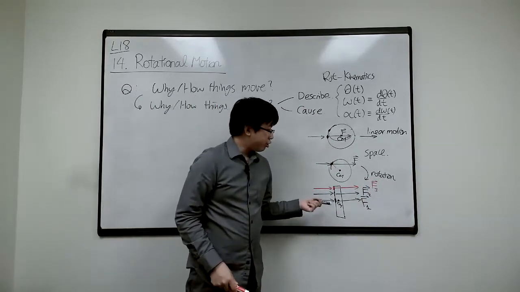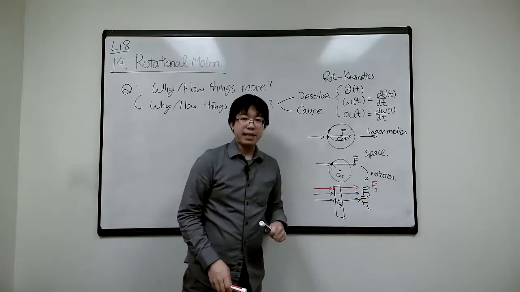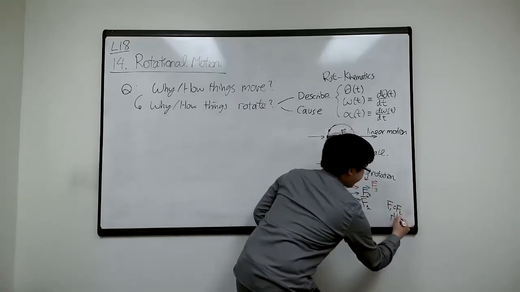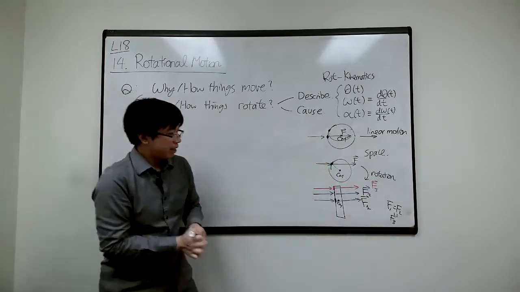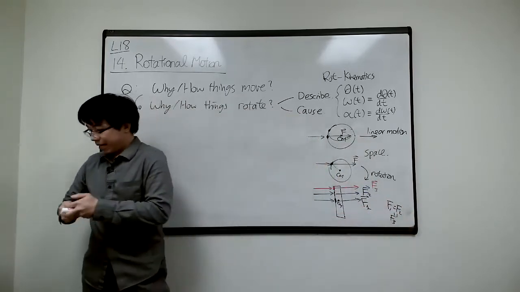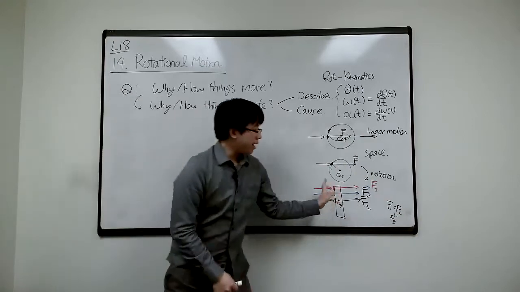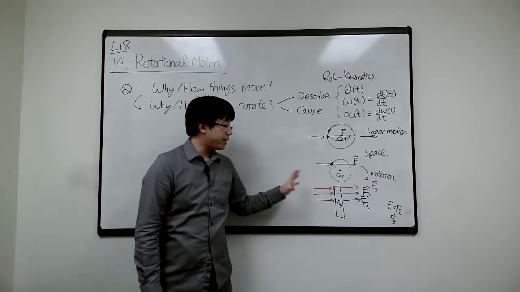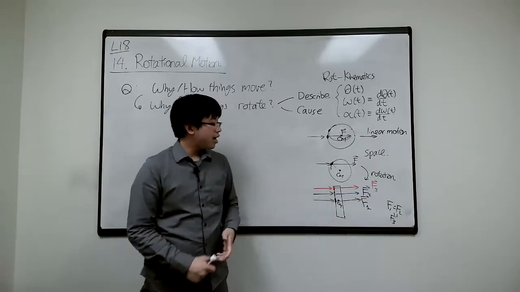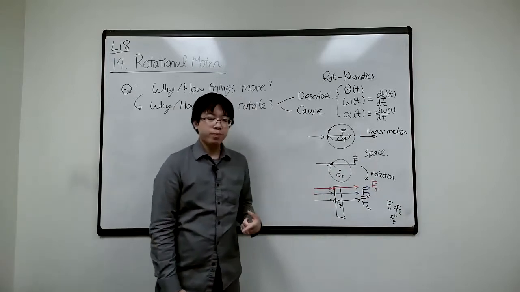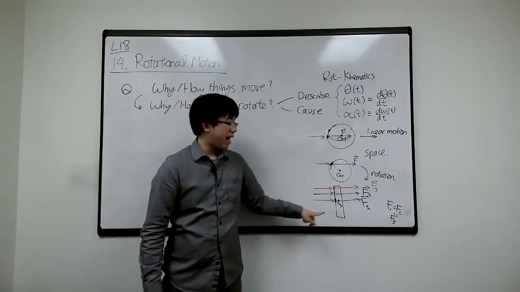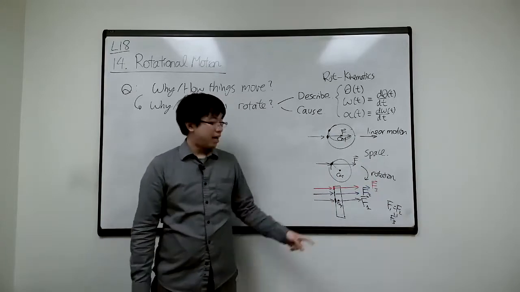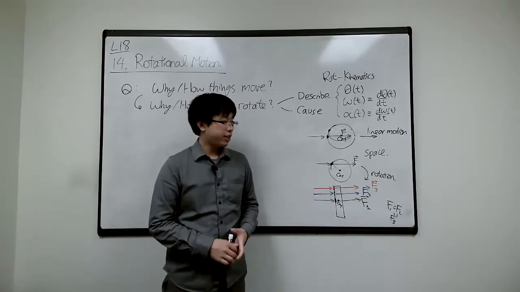Now, assume all of them have the same magnitude, so F1 equals F2 equals F3. Notice no vector sign means magnitude. So I apply all three forces one at a time, with the same magnitude but different location. Which one will cause the most rotation? Well, we know the black one will not cause any rotation. Will it make a difference if I apply the same force over here? What do you think?